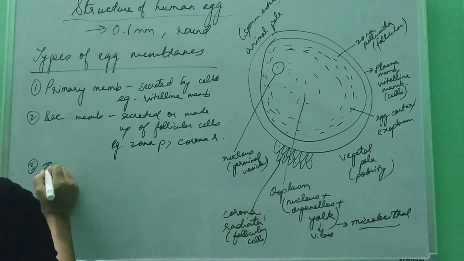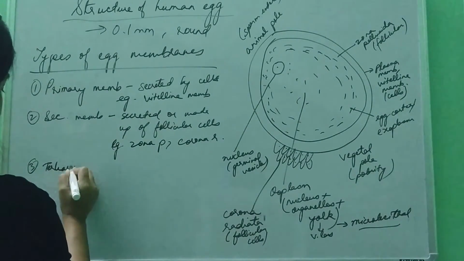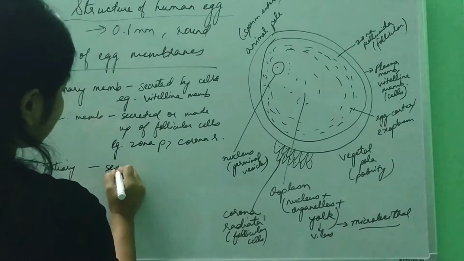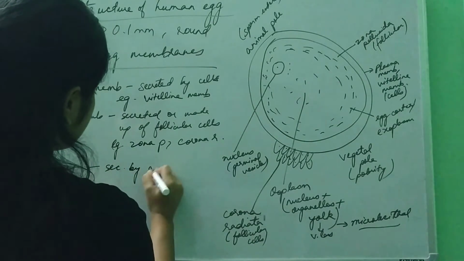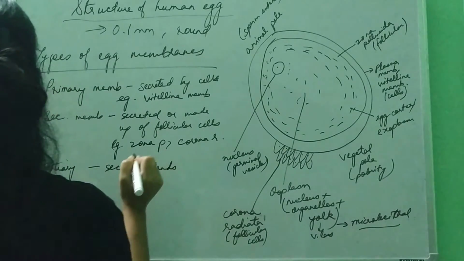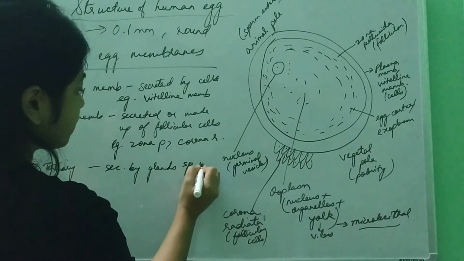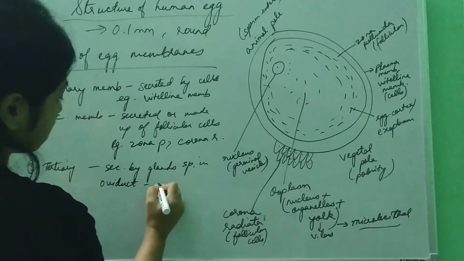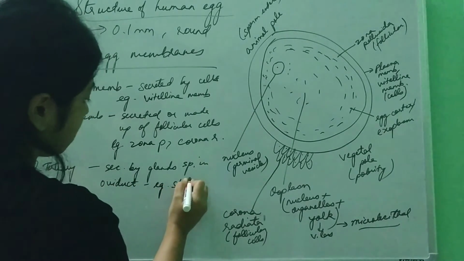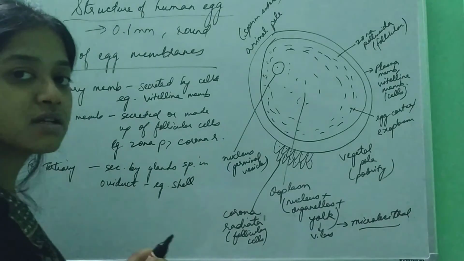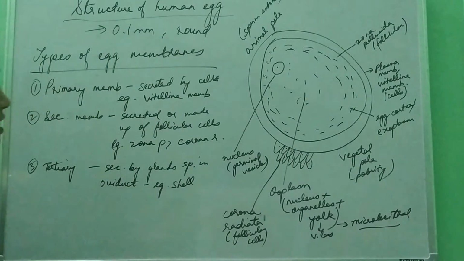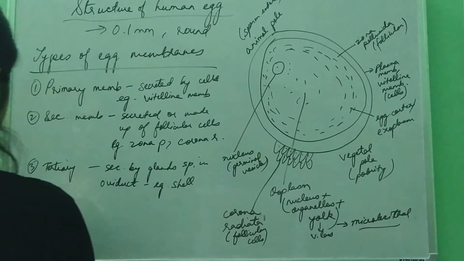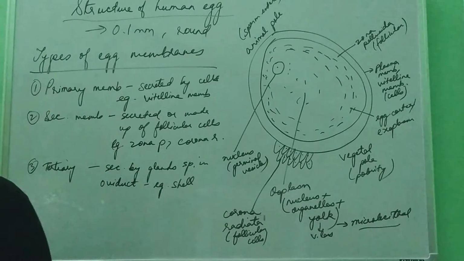Next is the tertiary membrane. Tertiary membranes are secreted by certain glands, especially in the oviduct. Your example will be the shell. The shell is also a membrane in certain organisms, and these are secreted by glands. So it is tertiary.